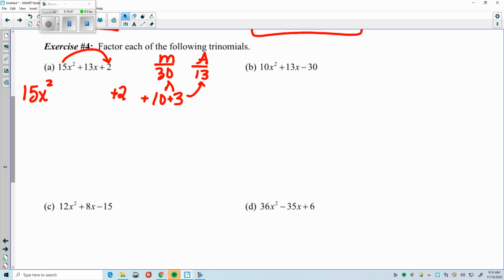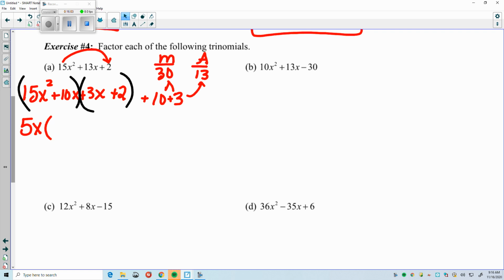Okay, so copy the first term, copy your last term, fill in the blanks with your two terms. So plus 10x plus 3x, and then factor by grouping. So we're going to group them. Okay. We're going to pull out things that are in common. Things in common on both of these factors, we're going to have 5x.